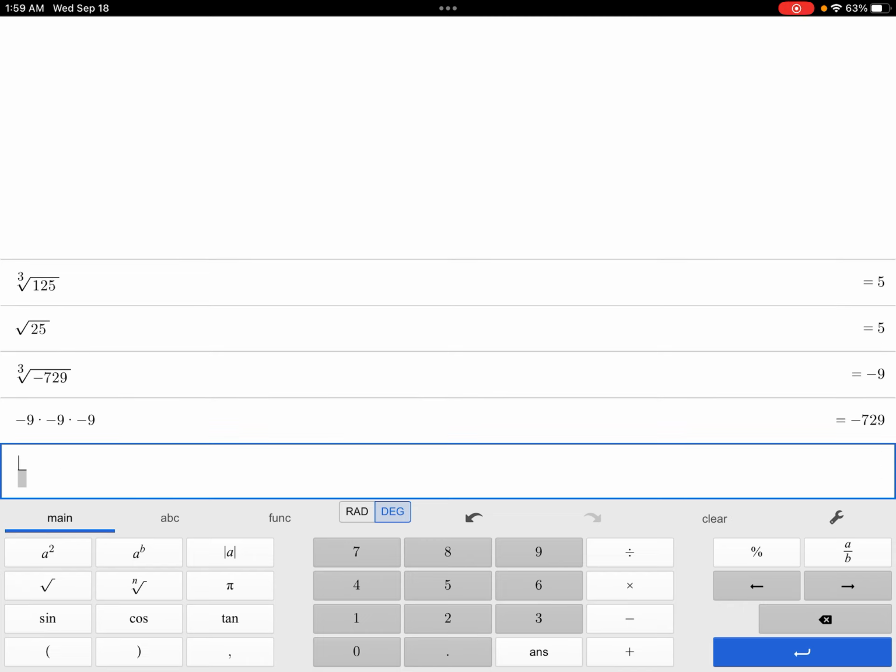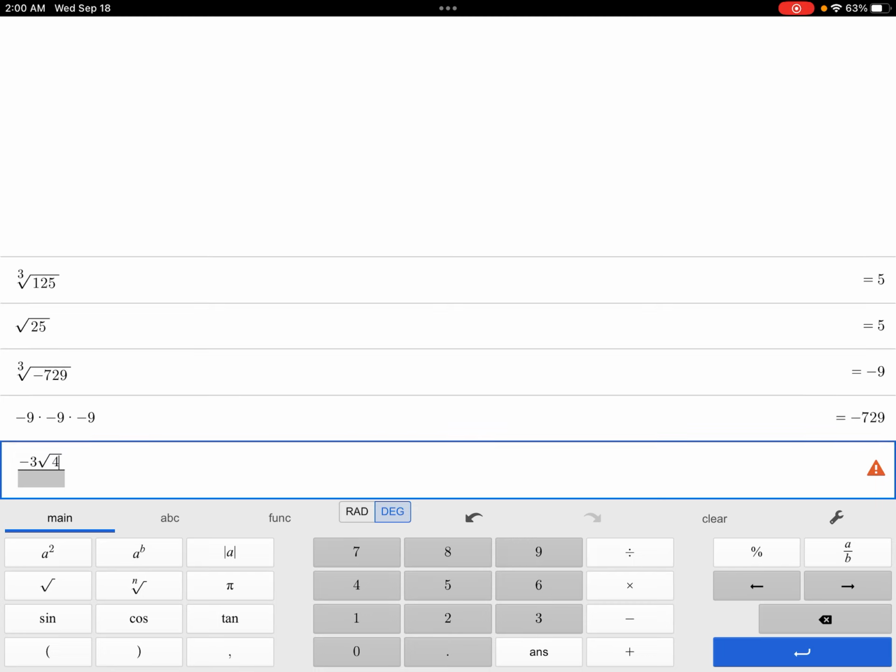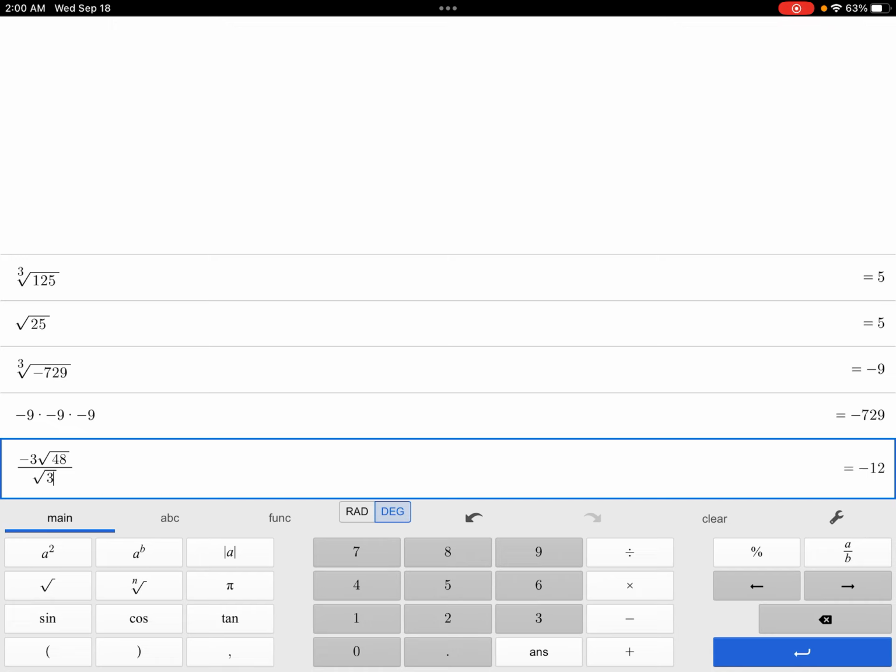So this is a fraction. -3, square root of 48. On the bottom, square root of 3. You mean to tell me I did all that work and I could have typed it in? Wow.